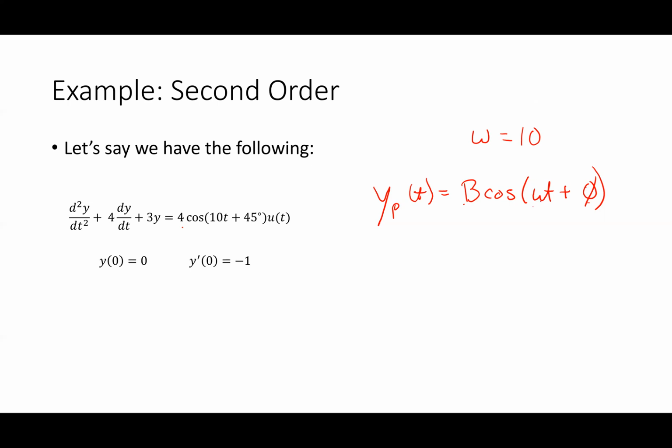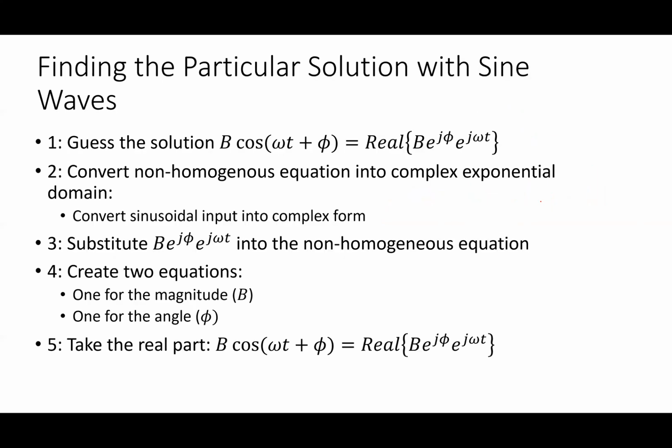So I had sort of a multi-step process for thinking about this thing. And I said, well, I guess the solution, we already did that. We've said a number of times that if I have B cosine omega t plus phi, that is the same as the real part of this rotating vector, B e to the j phi, e to the j omega t.